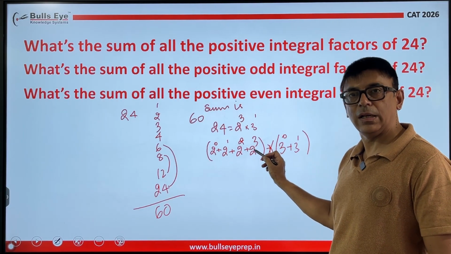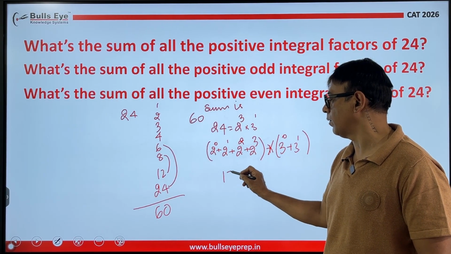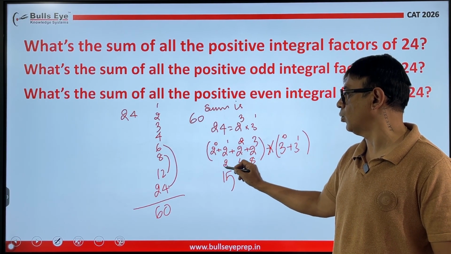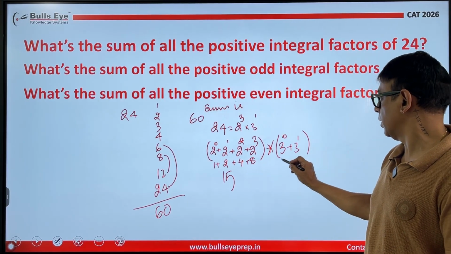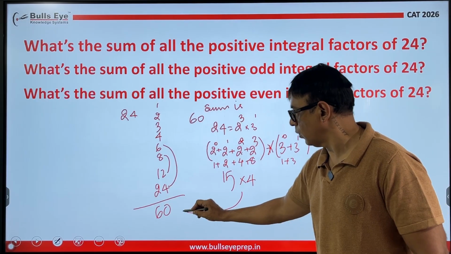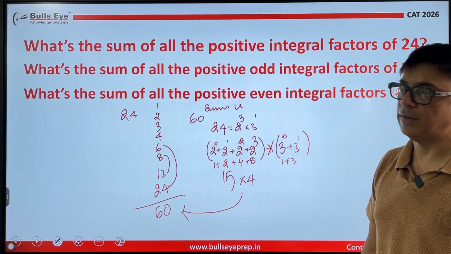So this is 8, 8 and 4, 12, 12 and 2, 14 and 1, 15. This is 8, this is 4, this is 2 and this is 1. So that's 15. This is 1 and this is 3, so that's 4. And 15 into 4, we get it as 60. So that's the sum of factors.